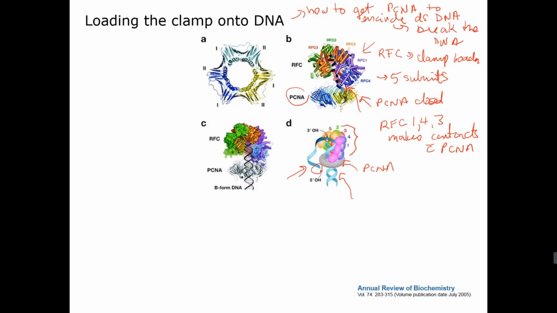So the point I want to make from this is that the PCNA RFC complex binds to what's called a primer template junction. And that's what it likes to bind to, which makes a bit of sense, right? So, the PCNA RFC complex binds to the primer/template junction.